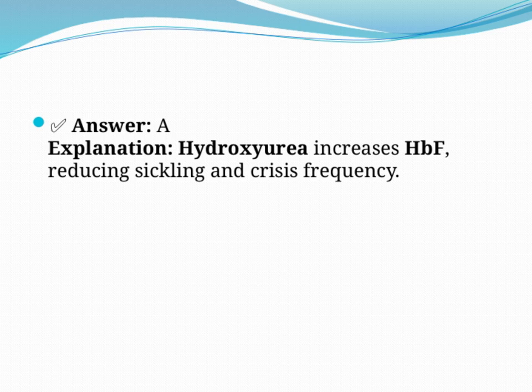When sickling is reduced, patients tend to experience fewer sickling crises, which are episodes of severe pain and complications. So overall, hydroxyurea not only helps improve blood flow, but also decreases the frequency and severity of these crises. That's why it's a key part of managing sickle cell disease effectively. Understanding this mechanism helps us appreciate how targeted therapies can make a real difference in patient outcomes.